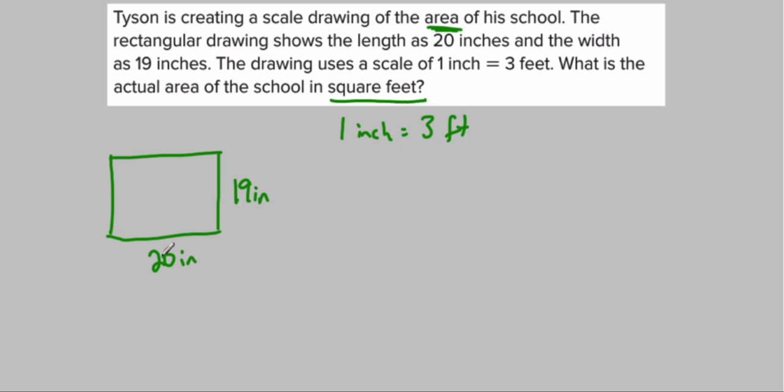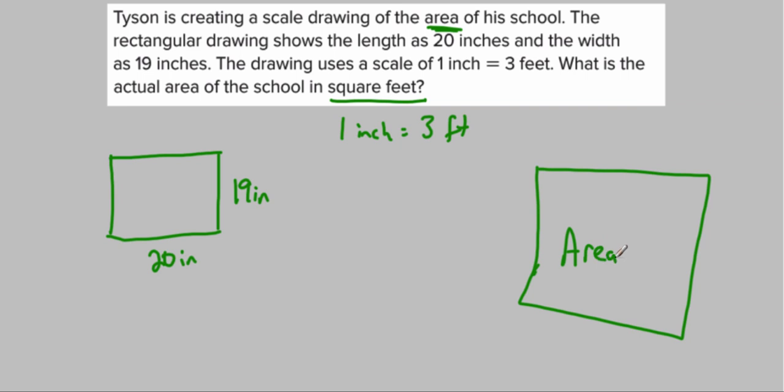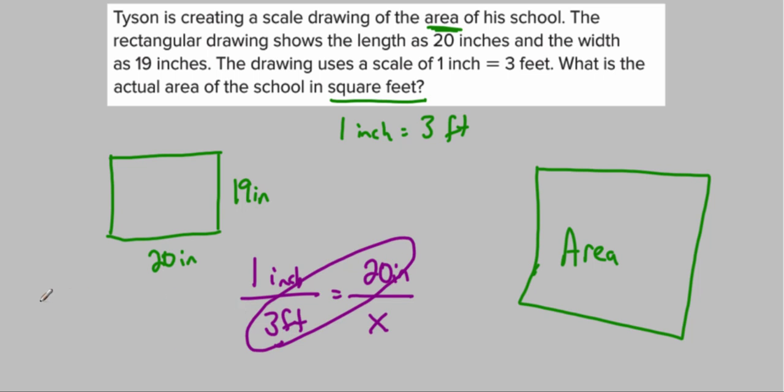So basically we want to go from our model to a full-size version, a bigger version of the schoolyard, and then we're going to go ahead and find its area. So we need to convert each of our units using our scale factor, and then we're going to use that to find our area. So start with our 20 inches. We know it's 1 inch for 3 feet. We have 20 inches, so we want to know how many feet. Well, we multiply. 3 times 20 is 60, is equal to 1 times x, or x. So I get 60 feet.